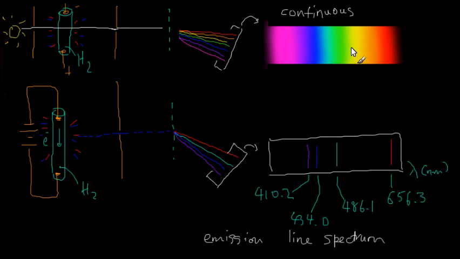But then we also see something else, right? With the hydrogen discharge tube switched on in the path of the sunlight, we would see something else. This is what we would see. We need to draw this through the whole thing. So we would see a line here, a line about there, a line there, and a line there.